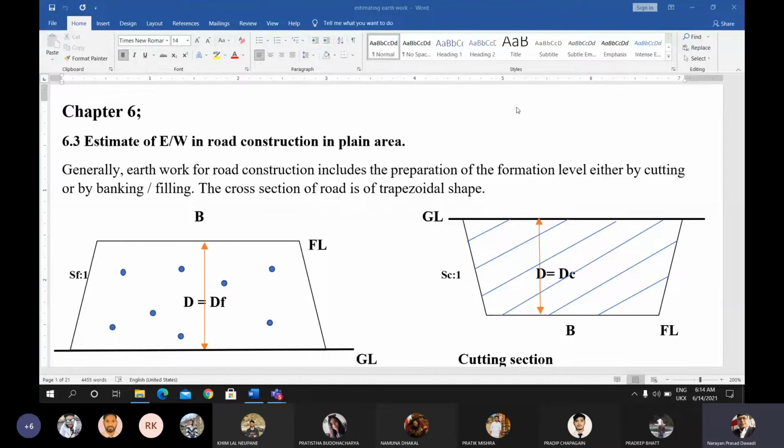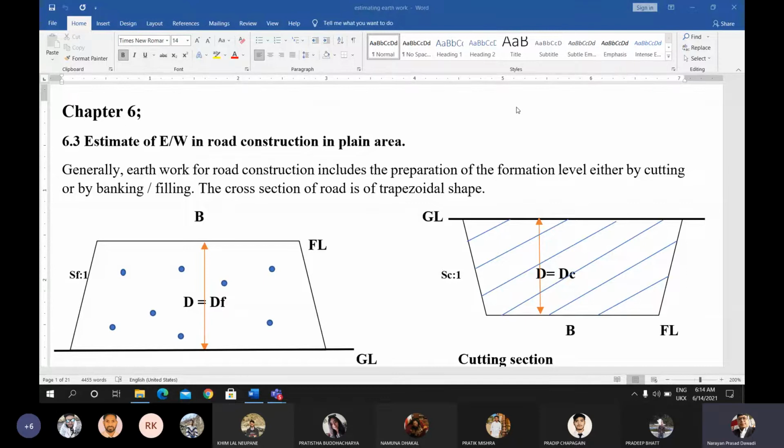For the hilly area, there is the cross slope, or the slope of the ground has some inclination along the cross-sectional direction, that is called cross slope. For the plain road, the cross slope is nil, because if you cut the section of the road at any part, the ground level remains plain, because there is no inclination of ground level for the plain road.